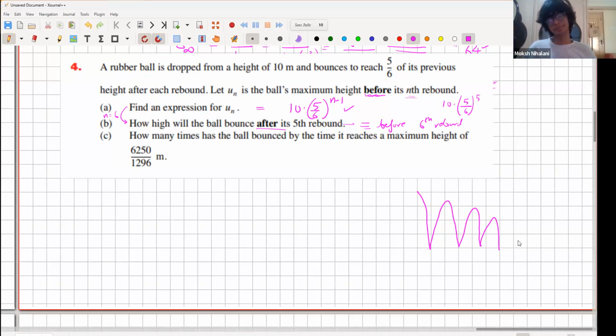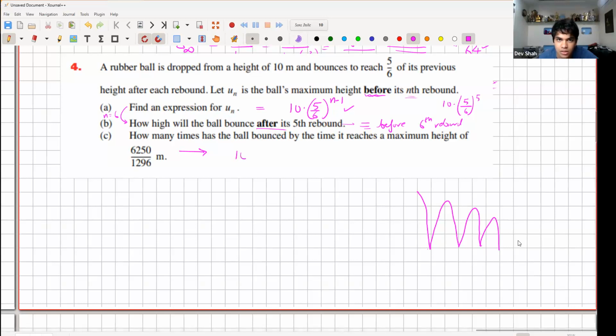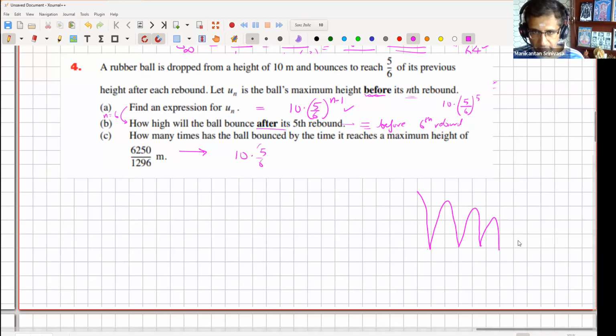Okay, cool. Okay, so Dave, you want to get the last one? How many times has the ball bounced? So can I equate it? 10 into 5 by 6 to the power of n minus 1 is equal to... Yeah, correct. So, and then do that and tell me the answer, please.